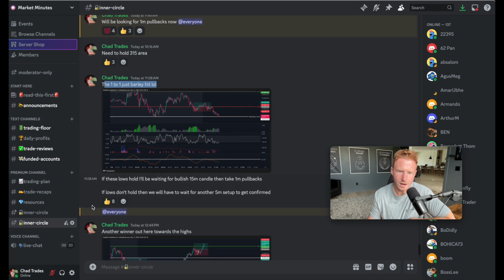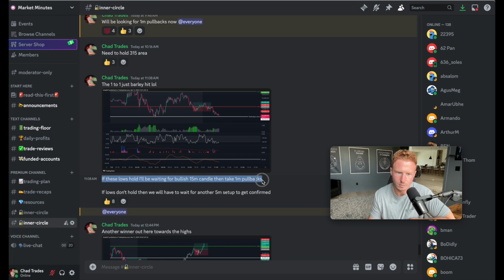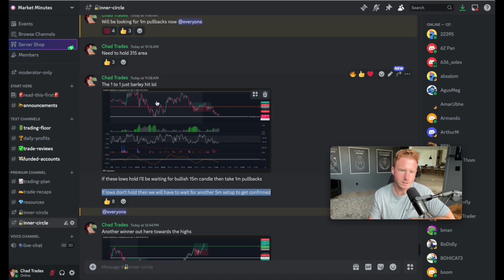And then from there, going back in the Discord, I said the 1-to-1 just barely hit. Now, this was at 11:08 my time. I said, if these lows hold, I'll be waiting for a bullish 15-minute candle, then the 1-minute pullbacks. If lows don't hold, we will have to wait for another 5-minute setup to get confirmed. Okay, so this is at 11:08.